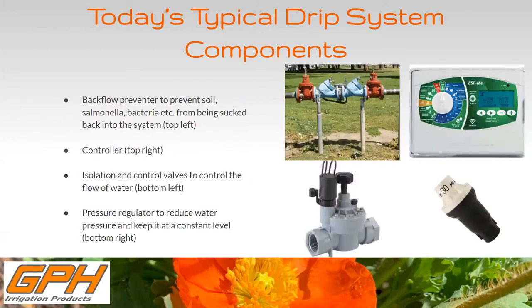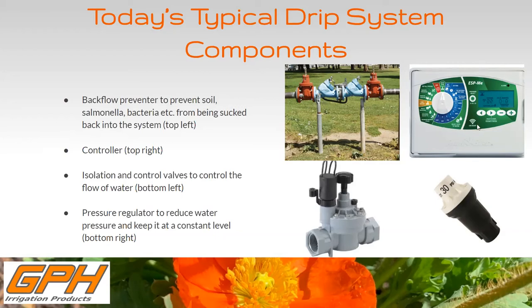So just to go over some of the typical drip system components. This is based off a commercial system. On the left here, you can see a backflow preventer. This is to prevent any debris or contamination from going back upstream. It's very important because we wouldn't want that going into our plumbing.